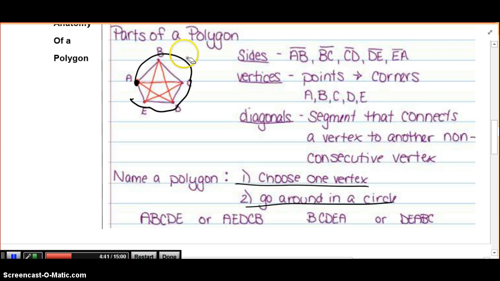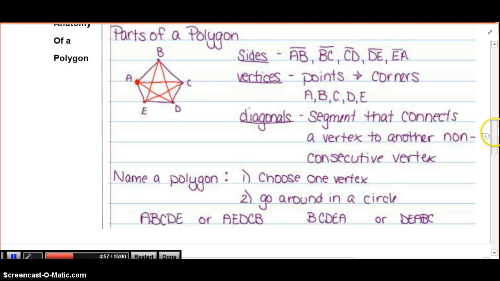Or again, you can go the other way. Let's say you started here at C. You go B, A, E, and D from C. Doesn't matter. Just start with one and go around in a lovely, beautiful circle.